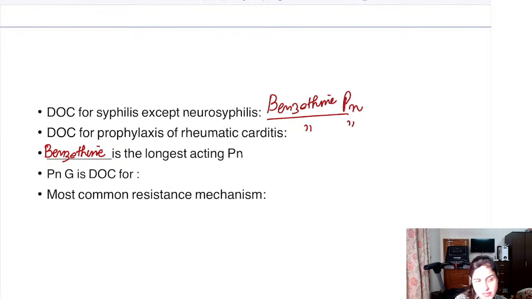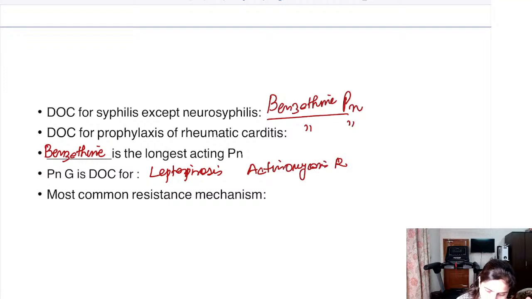Penicillin G is a drug of choice for other conditions like leptospirosis, actinomycosis, and rat bite fever. These are important. For leptospirosis, actinomycosis, and rat bite fever, penicillin G is the drug of choice.